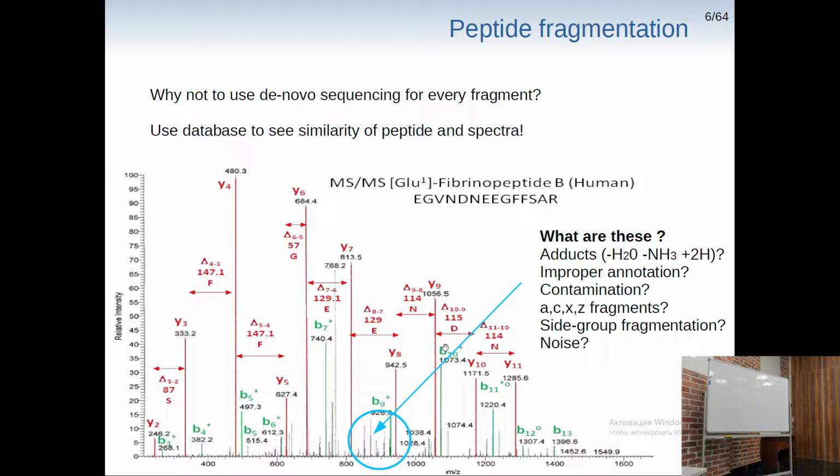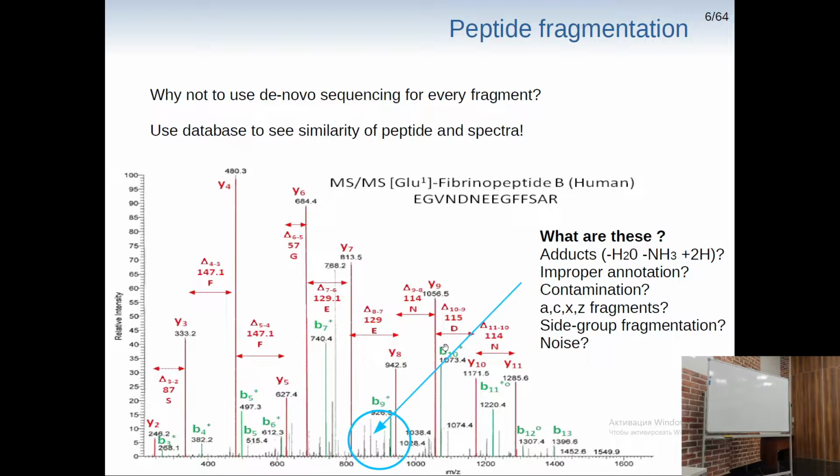So, what can we have in our spectrum? This is quite a nice spectrum for fibrinopeptide B, which is actually used as a calibration standard for most mass spectrometers, so we will use it a lot.